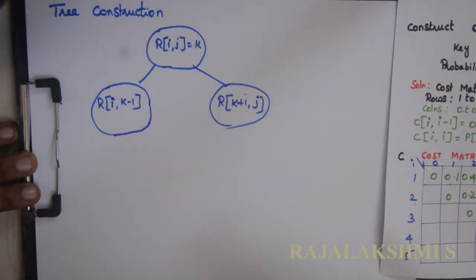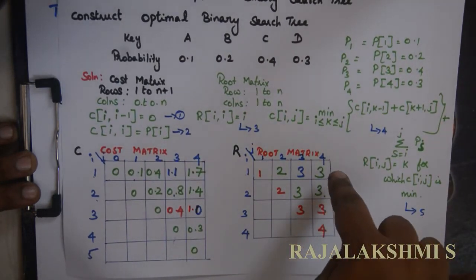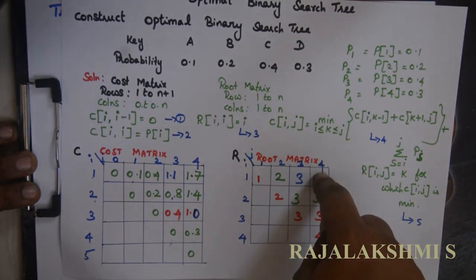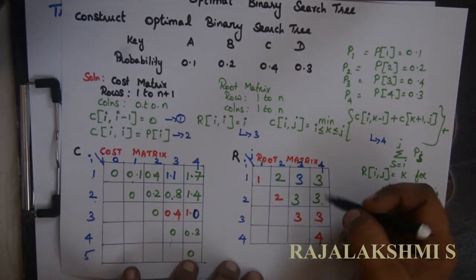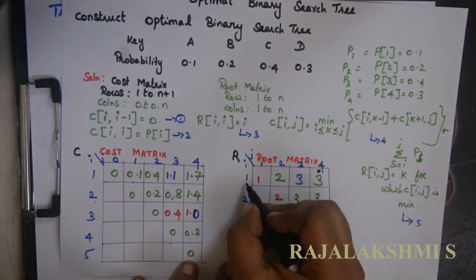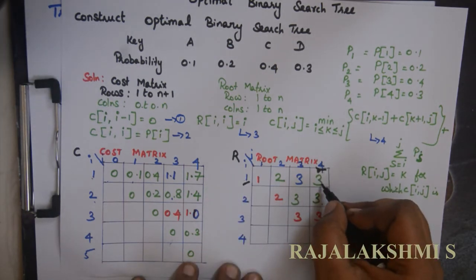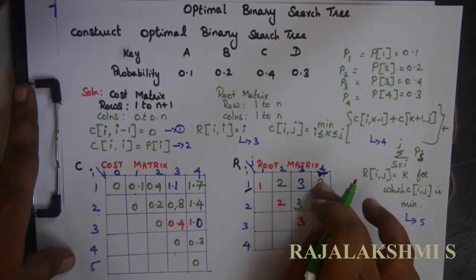Now we will be filling. In the root matrix, we always have to start at the top rightmost corner. So here we have to start from this cell. In this cell, what is the value of i? It is 1. What is the value of j? It is 4. And what is the value of k? It is 3. For any problem, we have to start from this cell.